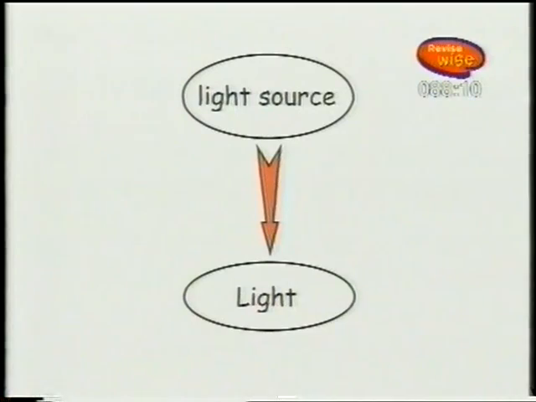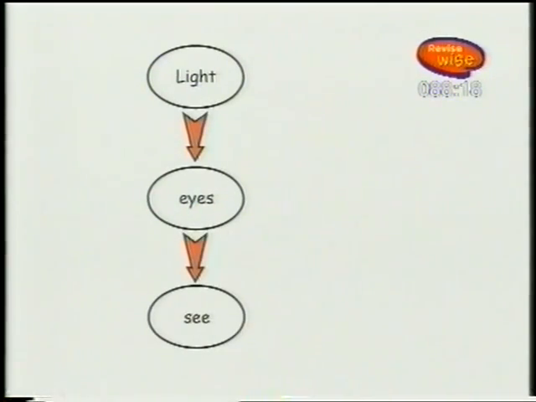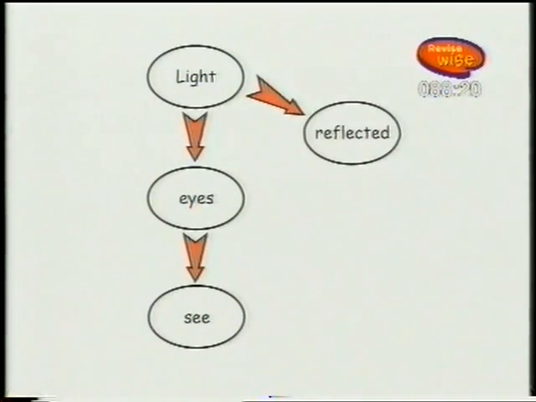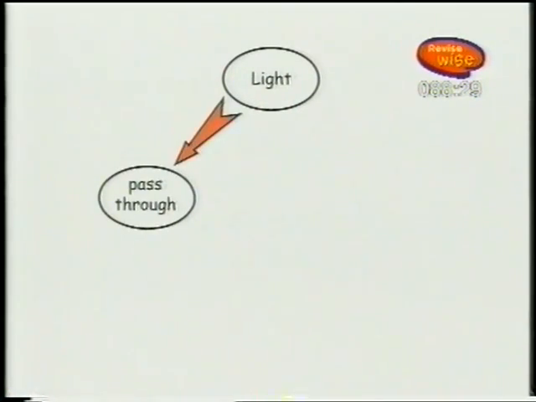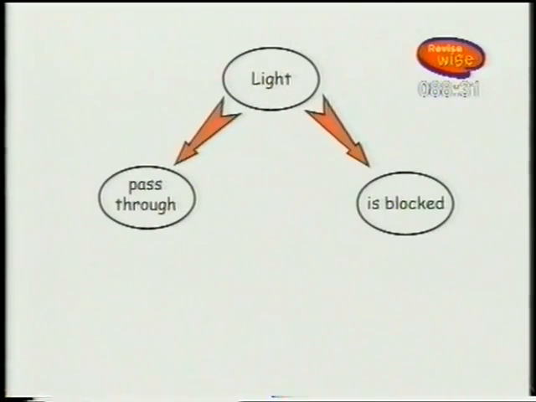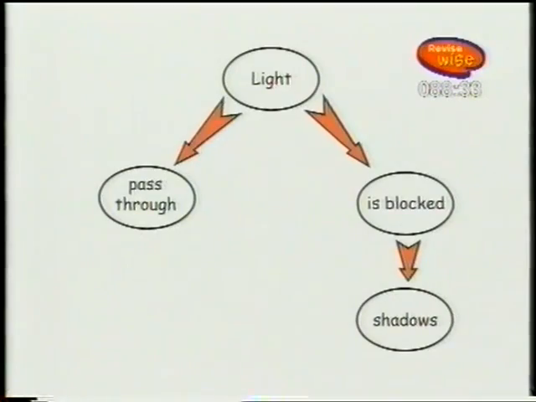So now it's time to check what keywords we've got to put in the memory bank. Light comes from a light source, like the sun or a light bulb. Light is needed to see. If light goes straight into our eyes, we can see it. Light is also reflected by object surfaces and then goes into our eyes, and that's how we can see objects. Light can pass through some materials and is blocked by other materials to form shadows.